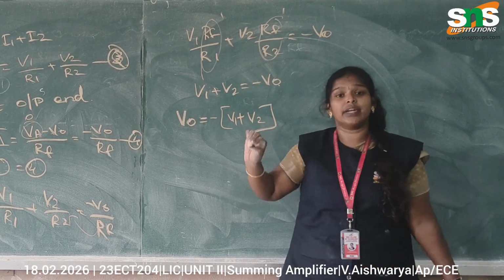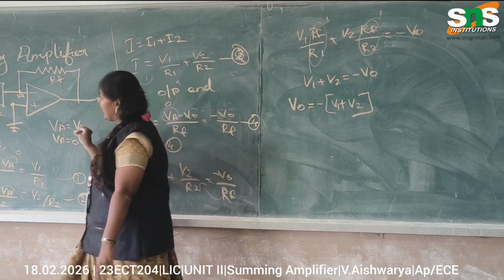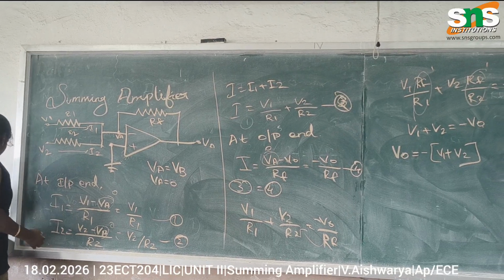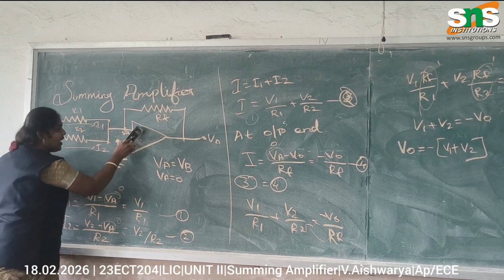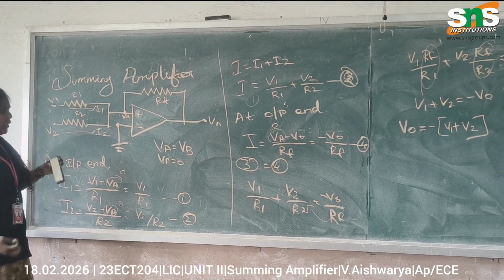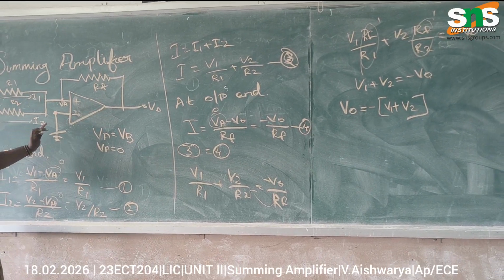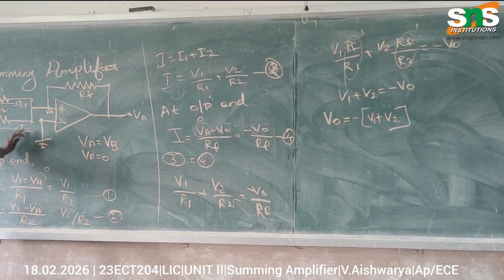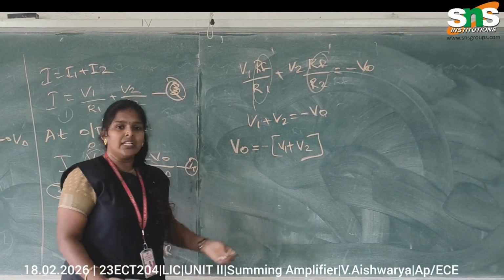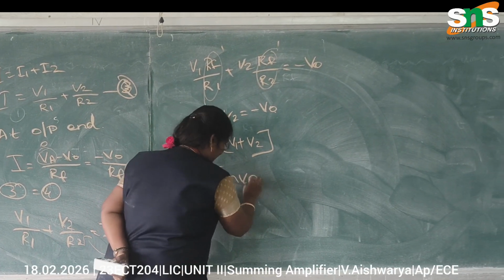Next is the non-inverting summing amplifier. In this, we have to give the inputs to the non-inverting terminal. I just changed the terminals here: plus here, minus here. The process will be the same. We calculate the current at the inverting input side and the current at the output side, then substitute these values.